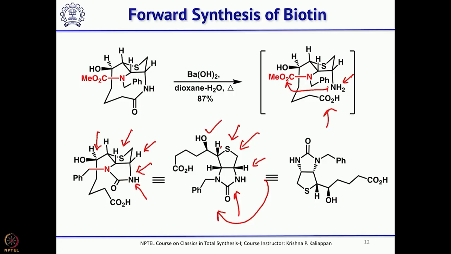Rotate it exactly by 180 degrees. So the tetrahydrothiophene will come down, and the cyclic urea will go up. If you look at this structure, what is missing, or what do you not want? There are two things you don't want. One, you don't want this hydroxyl group. Two, you don't want this benzyl group. If you can remove the hydroxyl and benzyl groups, that will lead to the formation of biotin.